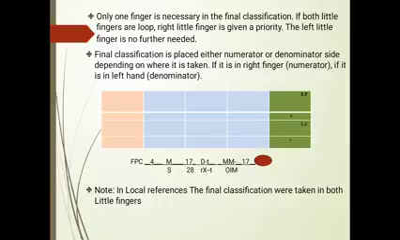I put a note here because there are some who utilize the local references, in which the final classification is taken from both little fingers. So if we are going to use the local references in the given table, your final classification will be 17/12. But then, I adapted the FBI one. So the result of my final classification is 17.